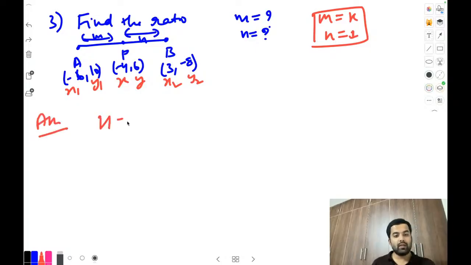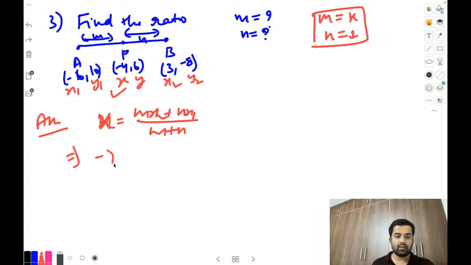Figure out this in the answer part. As we know, the x formula is mx2 plus nx1 divided by m plus n. Okay. Now keep the values here. The x value, what do we have? Minus 4. Keep it below.